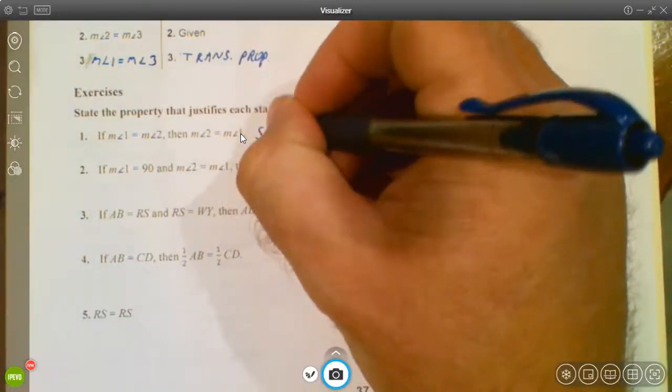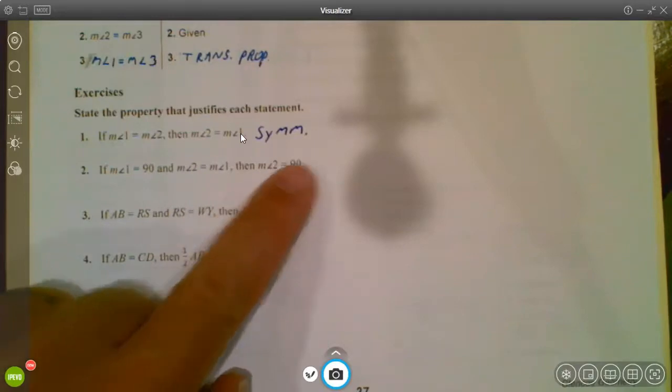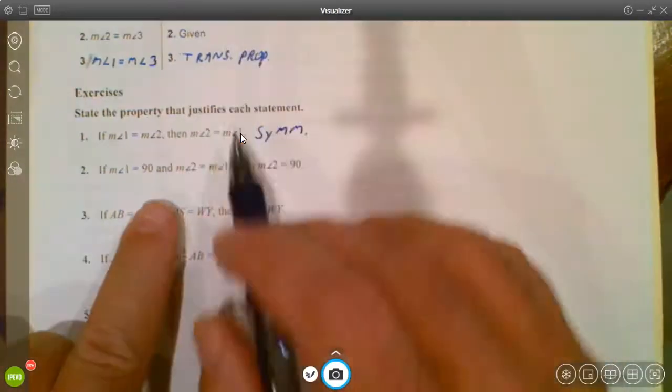For the last part of this, we're just getting a little practice on recognizing those properties. Okay, so if we were told that 1 equals 2, therefore 2 equals 1, which of those three properties up above backs that up? Well, if you just switch the order, we know that is our symmetric property. If 1 equals 90 and 2 equals 1, then what would allow us to say, oh, then 2 equals 90? And again, this goes back to that transitive property.